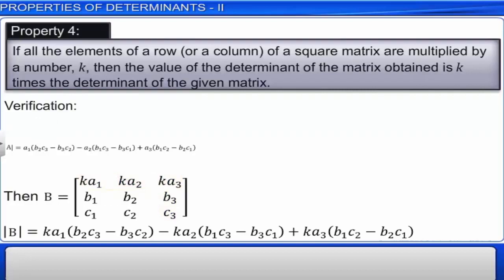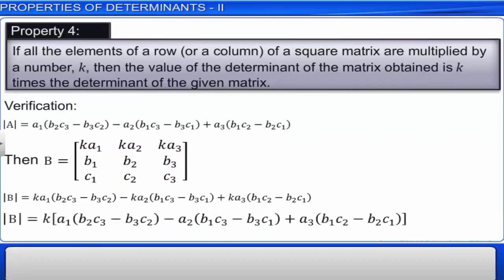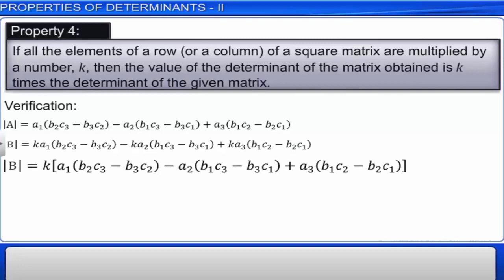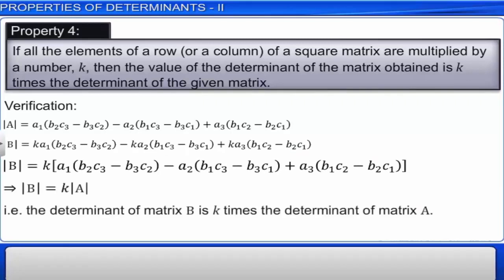Taking k common, we have determinant of matrix B is equal to k times determinant of matrix A. This verifies the property. By this property, we can take out any common factor from any one row or any one column of a given determinant.